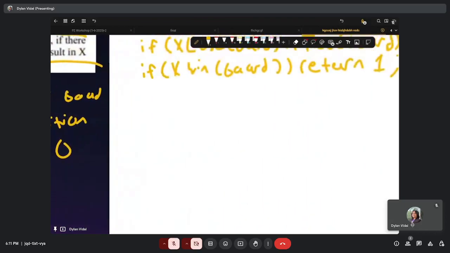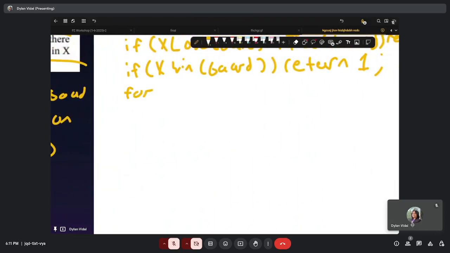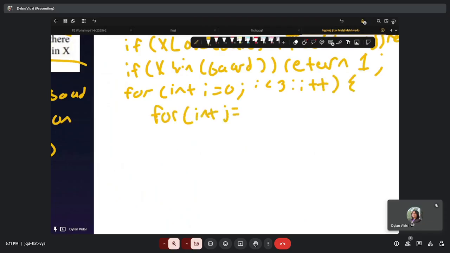So let's loop over all of the positions of the board because we need to be able to place all of them. So we're going to go to 0, we're going to go up to 3, right? And then we're going to go through J. Why are we doing the double nested for loop here? 2D array. Exactly.